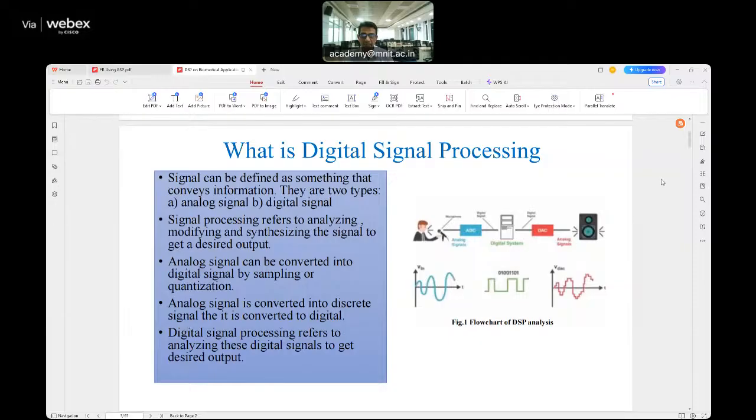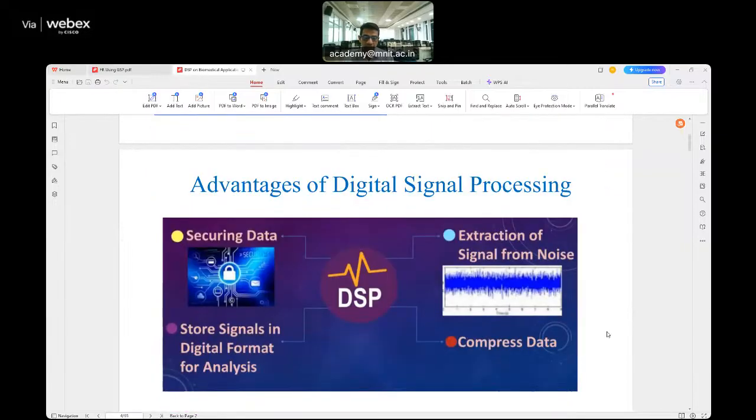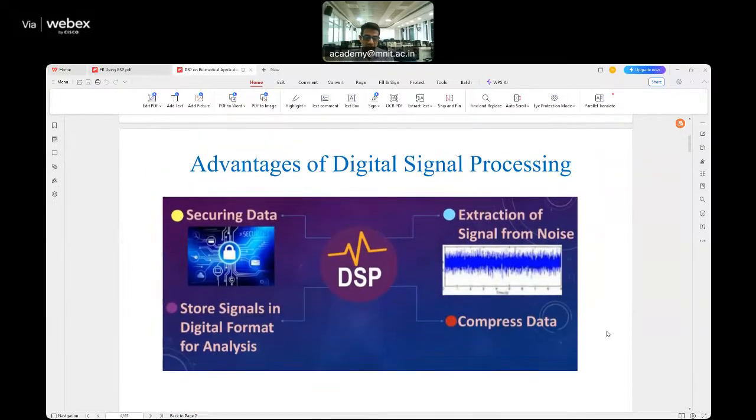In this diagram also you can see, it's a simple one. Voltage is there, and when it is converted into a digital form, 0s and 1s, bits, then this will look like this. Advantage of digital signal processing. So what we are going to cover in this part is here.